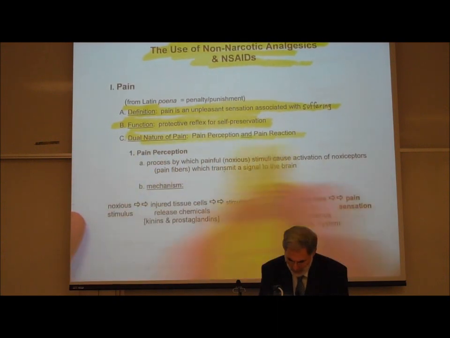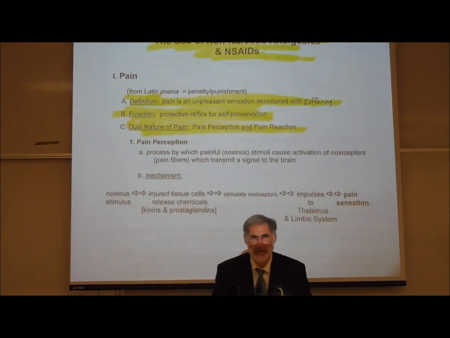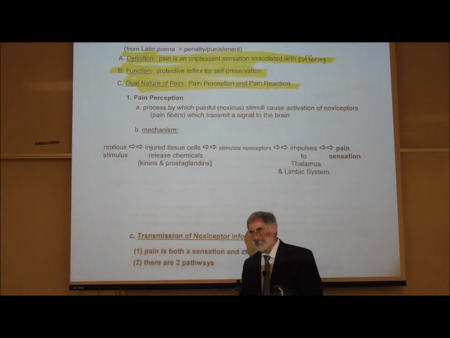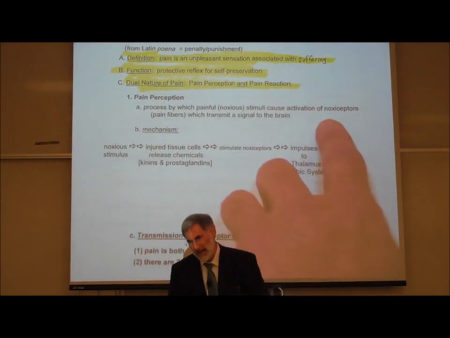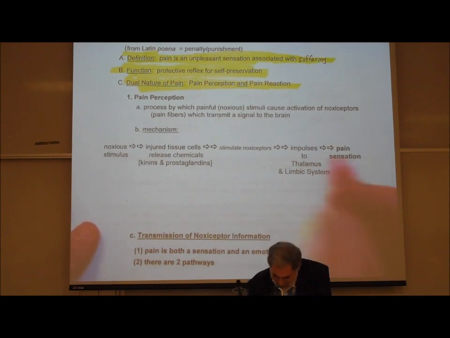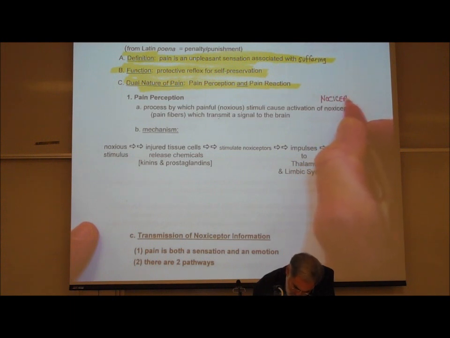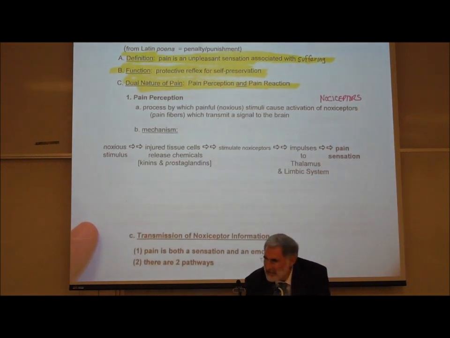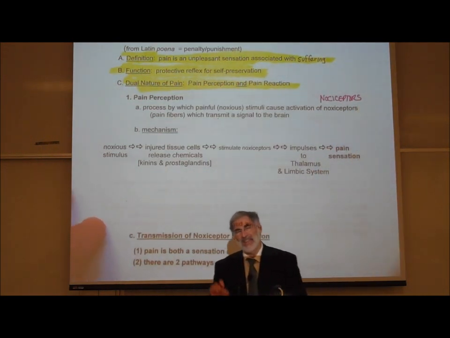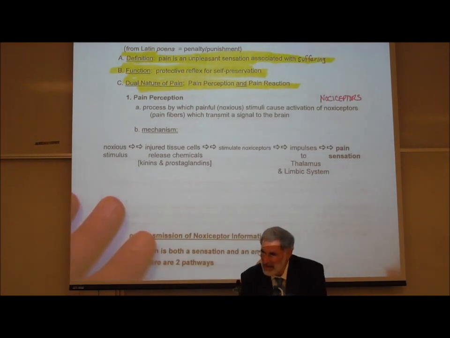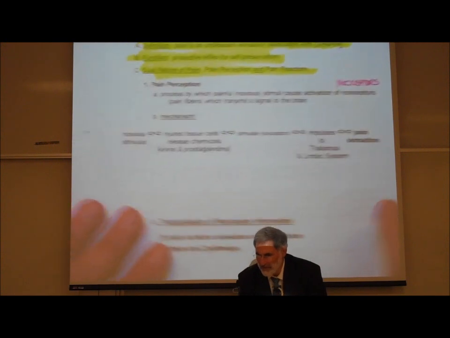Now, there are two components to pain. There's what's called pain perception and pain reaction. The pain perception is the process by which a harmful stimulus causes activation of nociceptors or noxiceptors. I usually spell it noxiceptors, but it's actually very common for other books to refer to them as nociceptors. I'm sure you've run into that. A nociceptor or a noxiceptor is a name for a pain sensory neuron, a sensory neuron that mediates the modality of pain.